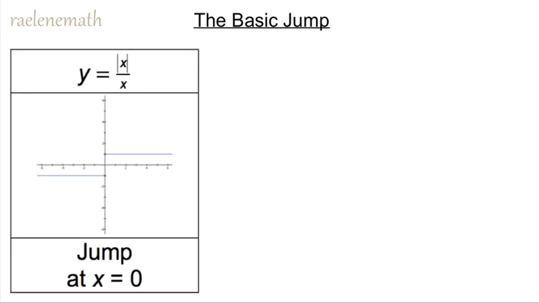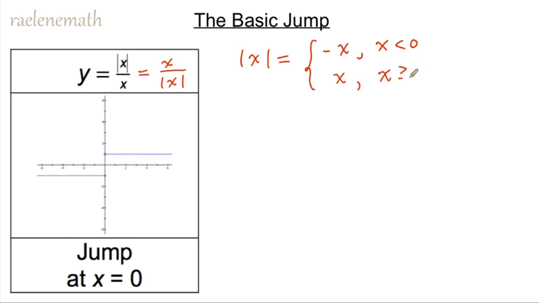Okay, the next graph we want to take a look at is the basic jump discontinuity. It looks a lot like x over x, except there's an absolute value in the top. We can also write the absolute value in the denominator, and it's not going to change overall. We go back to the definition of the absolute value of x, which is either negative x if x is negative, or just x if x is non-negative.